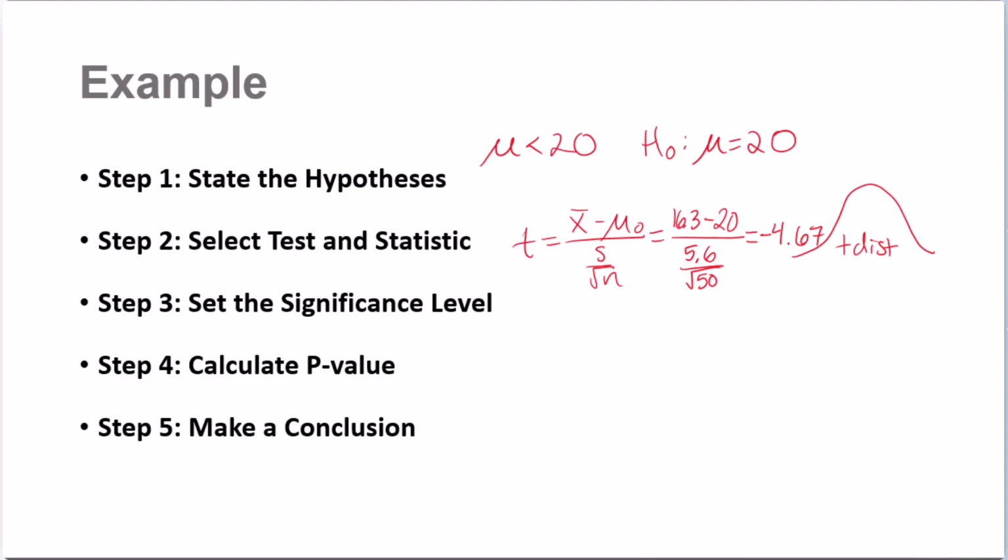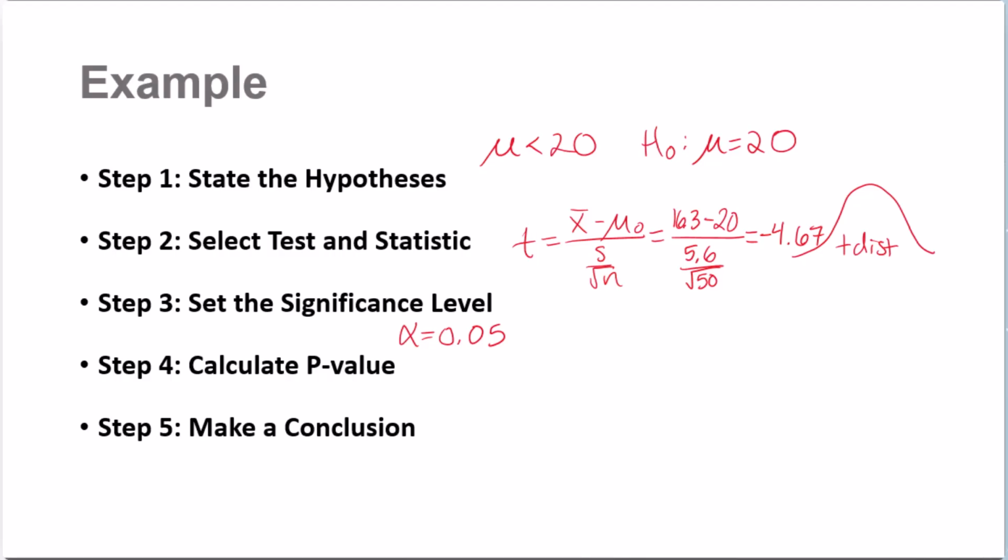Setting the significance level, I likely would just use the standard 0.05 here, unless there was some reason that I was particularly concerned about either a type 1 or a type 2 error. In most cases, this will just be given to you, but you could alter this in certain scenarios.